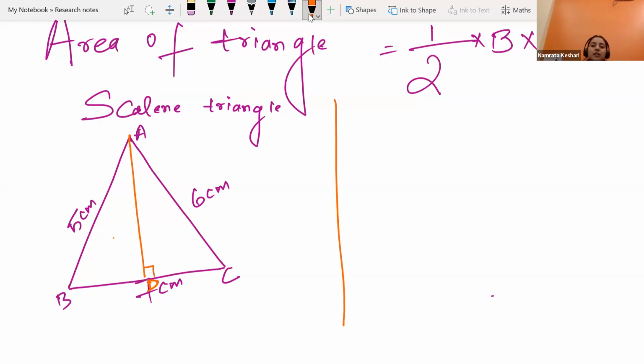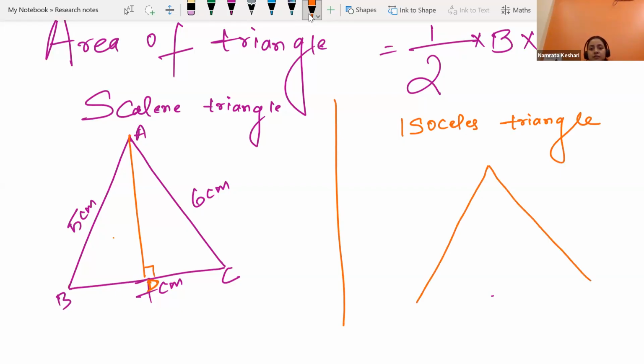What about the isosceles triangle? For an isosceles triangle, again I am drawing a triangle. I am saying this is 6, this is also 6 and this is 8. The name of the triangle is PQR. This is an isosceles triangle. Here also finding the height is not possible.